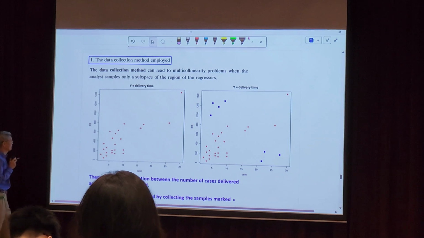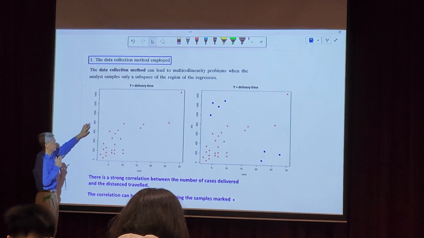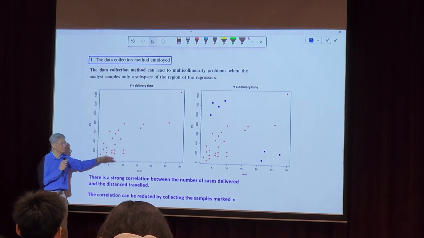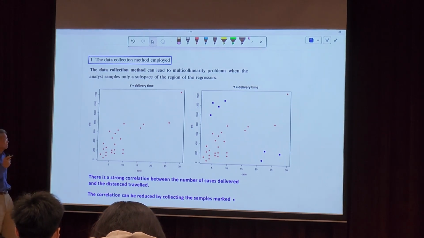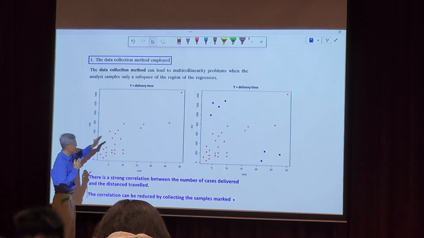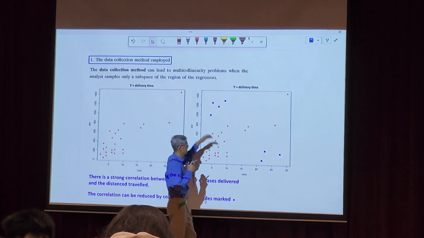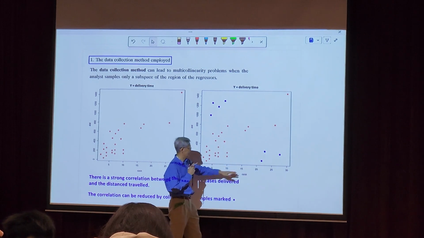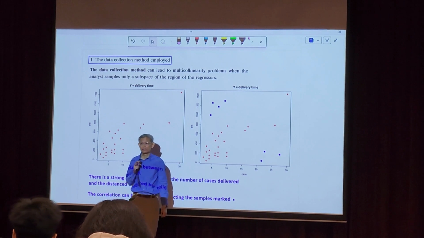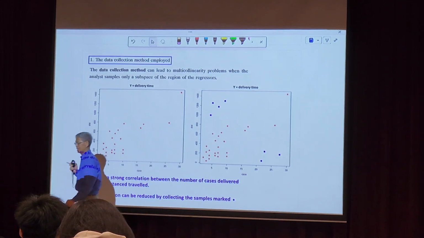So remember this delivery time example. You deliver cases of soft drink, and this is the distance traveled, and this is the data collected. You can see that there is a high correlation between distance and cases. So when you run this multiple linear regression model using these two regressor variables, there'll be trouble because there is high correlation. So what you need to do is collect data to break this correlation. Collect some that have high cases but short distance, or small cases but long distance. If you can do that, you can see that the correlation now will drop to a much smaller number.